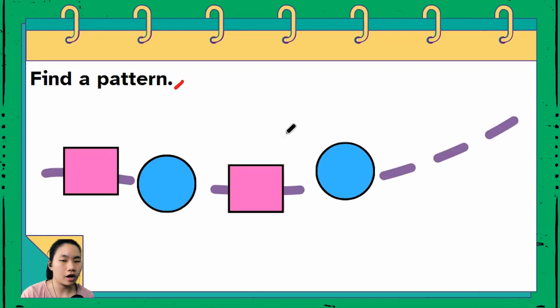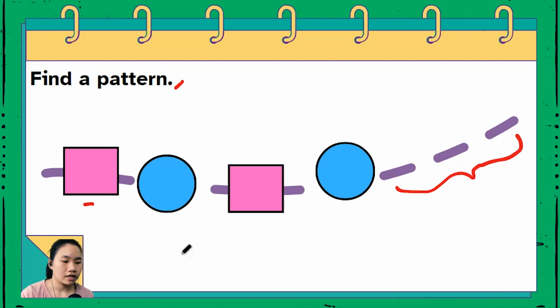First, we have a problem. Find a pattern. And we have all of these spaces back here to signify this is where we would put the remaining pattern. Now, let's identify our pattern unit.